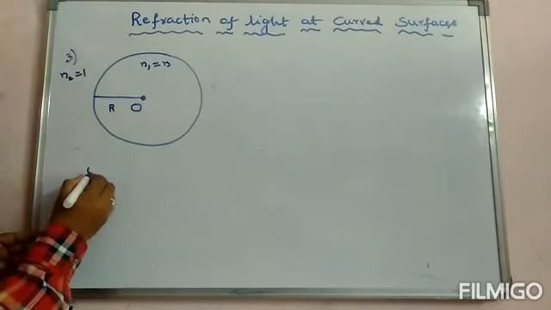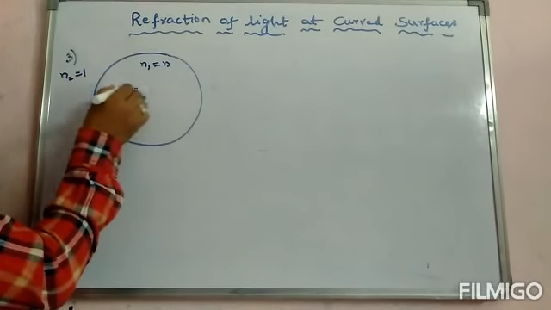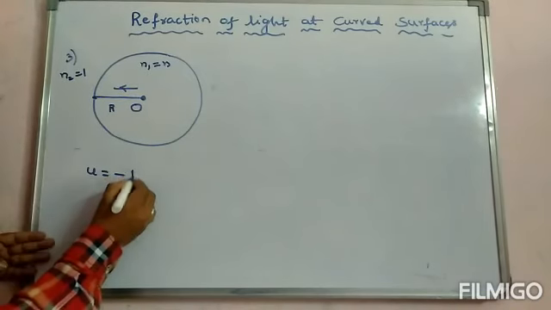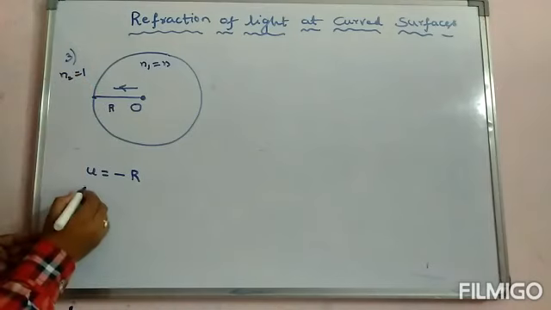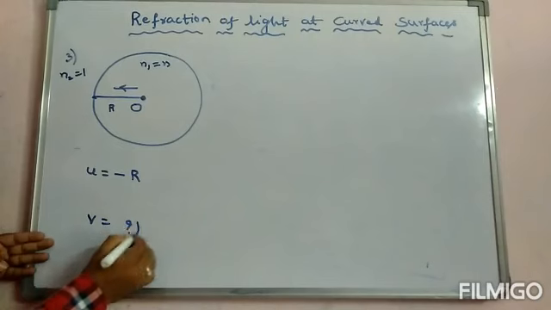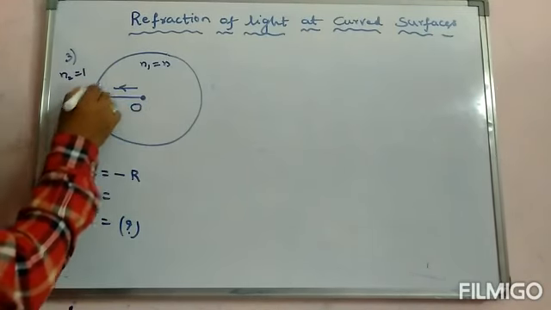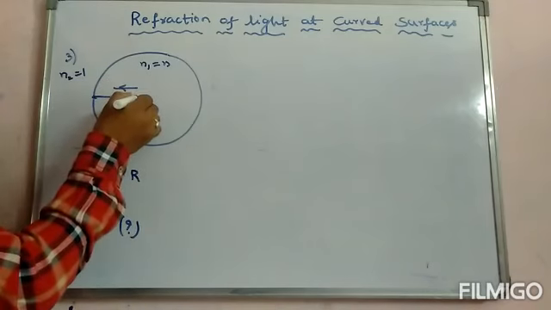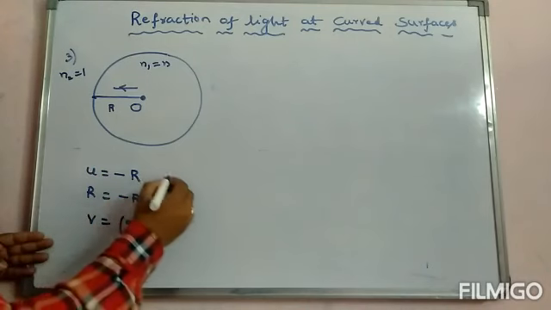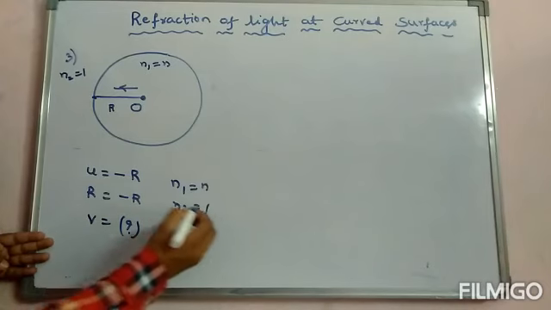Right. Now here what is the object distance? So object rays are coming in this direction, we are measuring in the opposite direction, so we should take it as minus r. And V we have to find, V is question mark. And what is the radius of curvature? Radius of curvature also we are measuring in the opposite direction, hence we should take it as minus r. And V we have to find, n1 is n and n2 is 1.